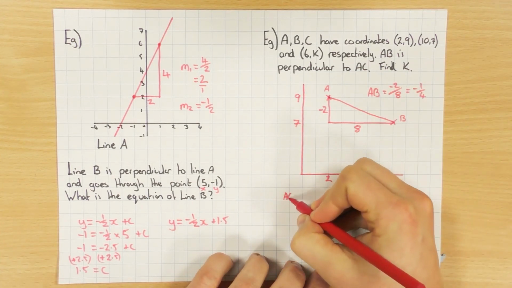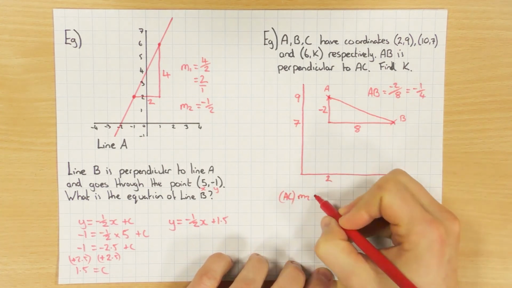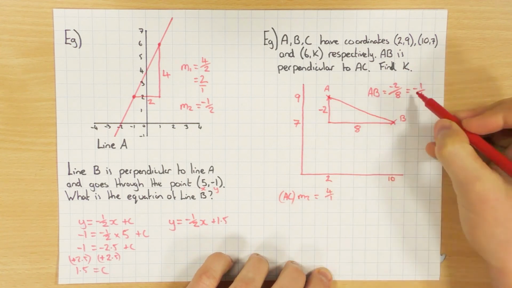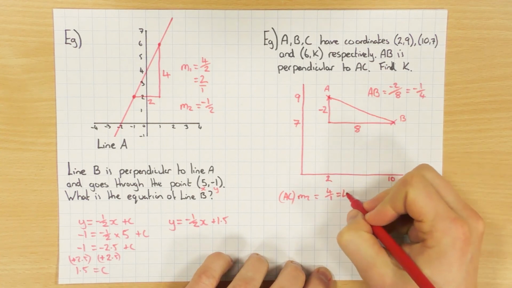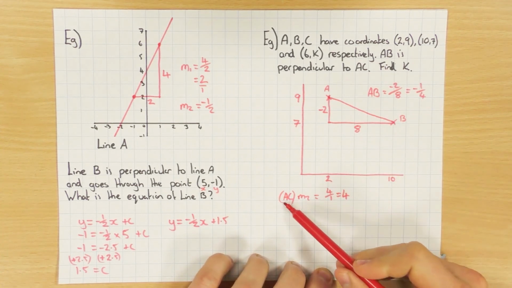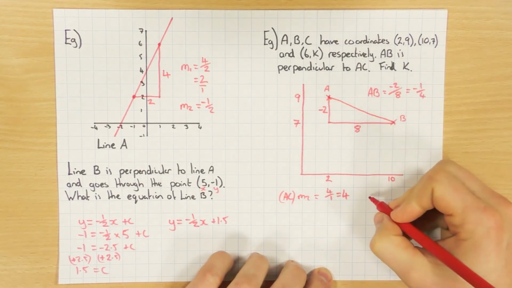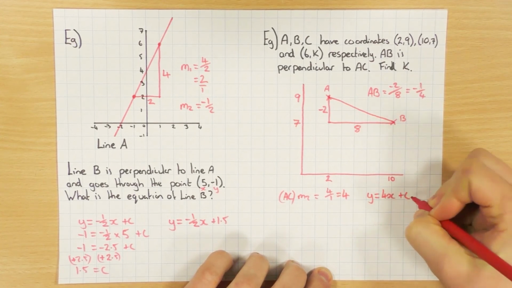So the gradient of AC, we call it M2, but we're just going to call it AC, is going to be flipping that, so it'd be 4 over 1. And because that's a minus, this is a positive. So I can leave it as 4 over 1, or just tidy it up to be 4. So the gradient of the line AC is going to be 4. Let's substitute that in. So y equals 4x plus c.